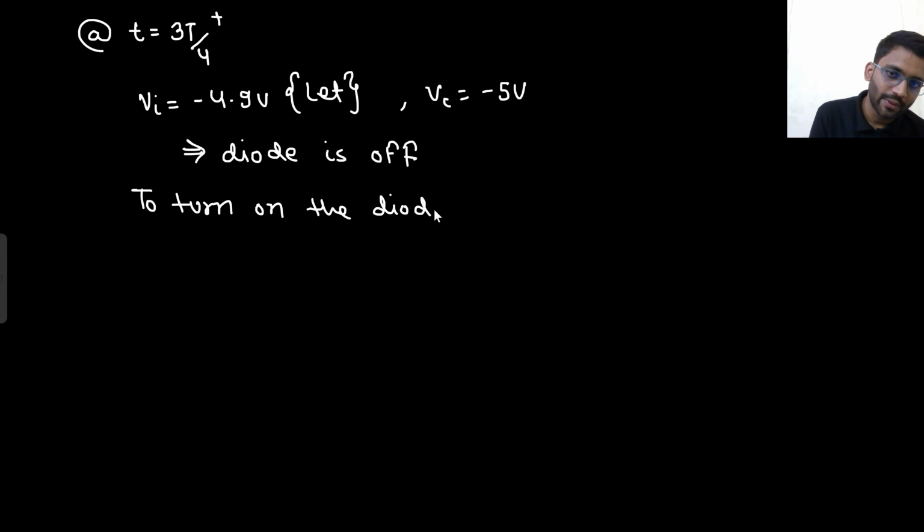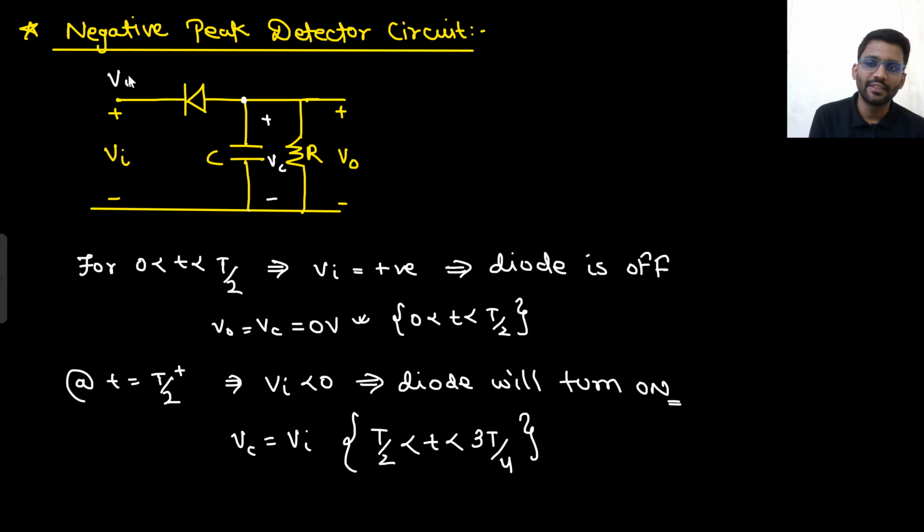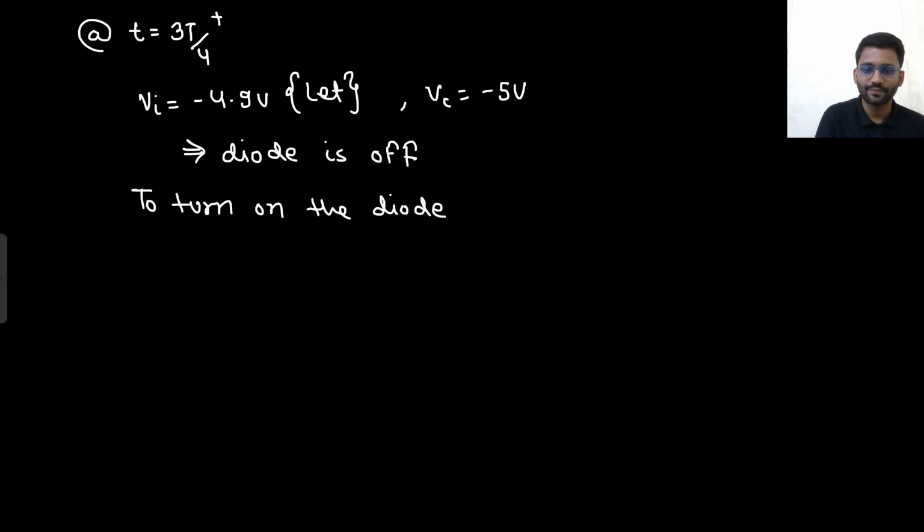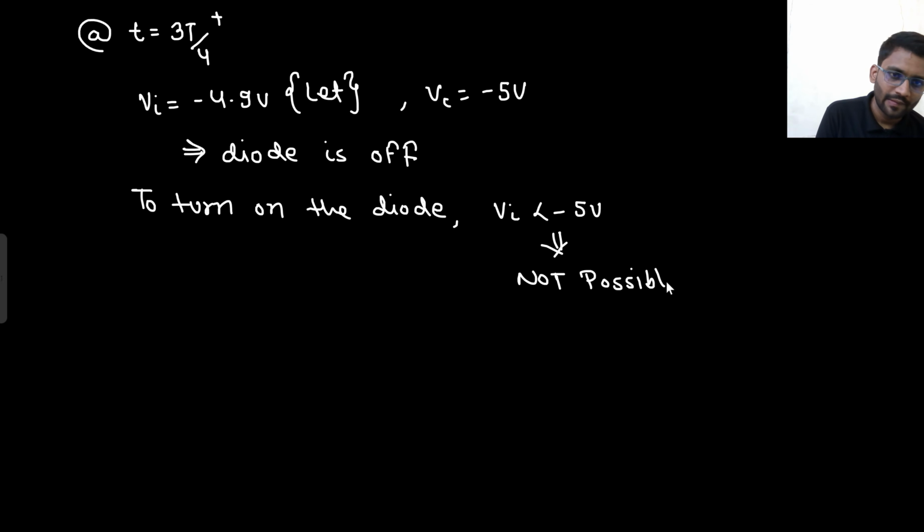And now if the diode is off, to turn on the diode, what should happen? What is this potential? This potential is Vin. What is this potential? This potential is minus 5. So your Vin should be less than minus 5. The potential of N should be lesser than the potential of P. Potential of N is Vin. Potential of P is minus 5. So Vin should be lesser than minus 5, which is not possible. That means diode will always be off.